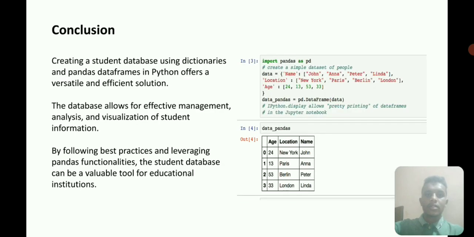And conclusions: creating a student database using dictionaries and pandas data frames in Python offers versatile and effective solutions. The database allows for effective management, analysis, and visualization of student information. By following best practices and pandas functionalities, the student database can be a valuable tool for education institutions.